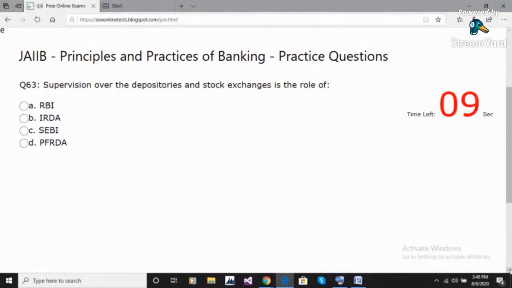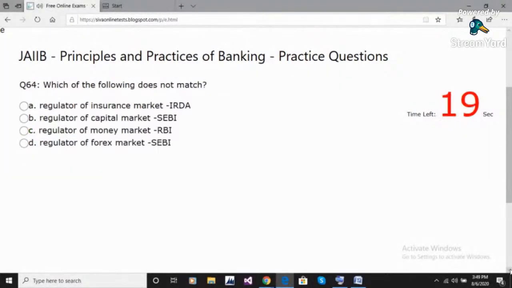Option B IRDA. Option C SEBI. Option D FERDA. Answer C SEBI. Question 64, which of the following does not match? Option A regulator of insurance market IRDA. Option B regulator of capital market SEBI. Option C regulator of money market RBI.